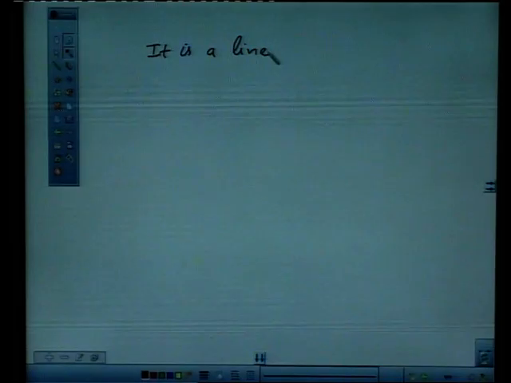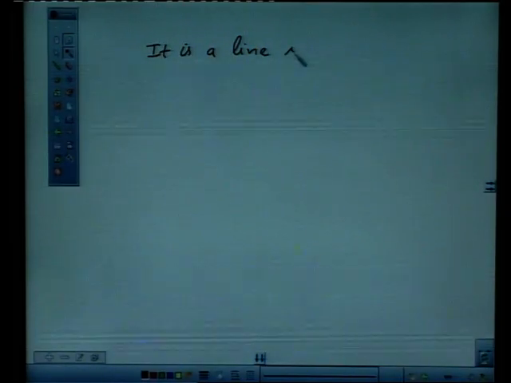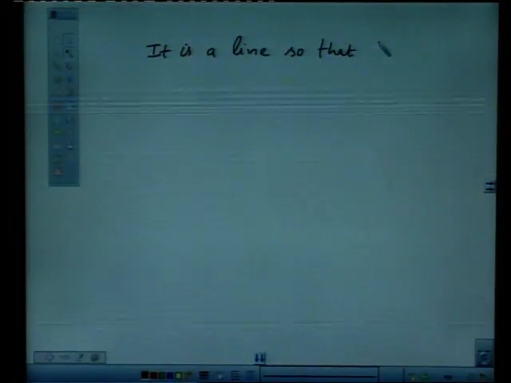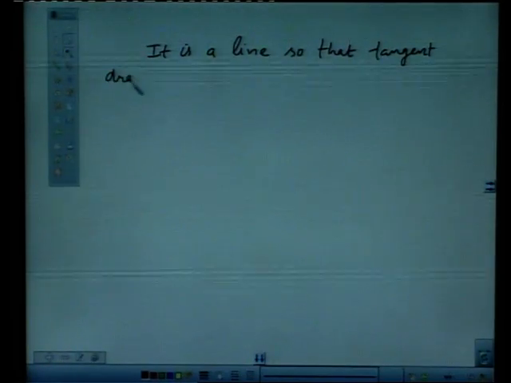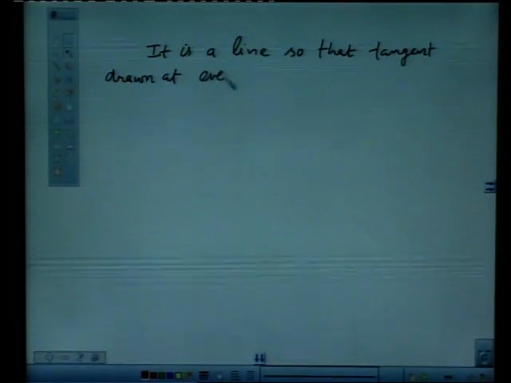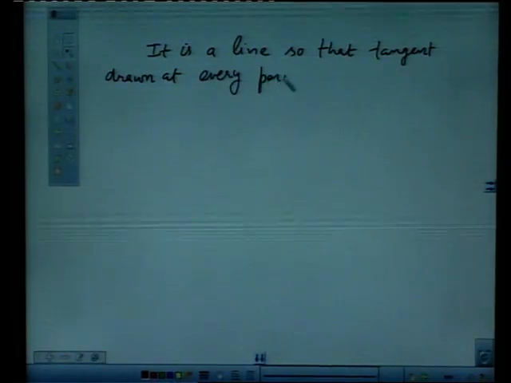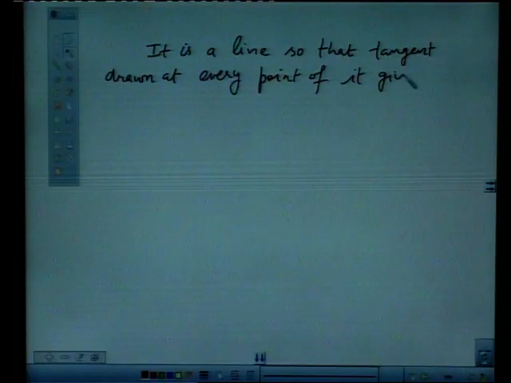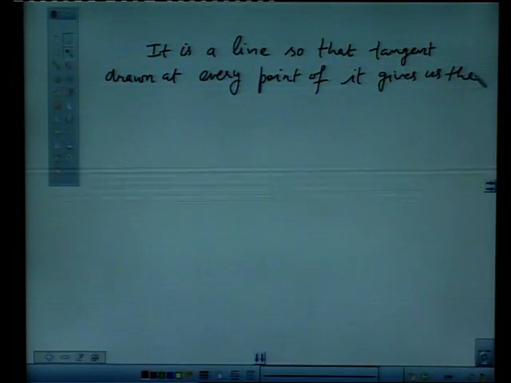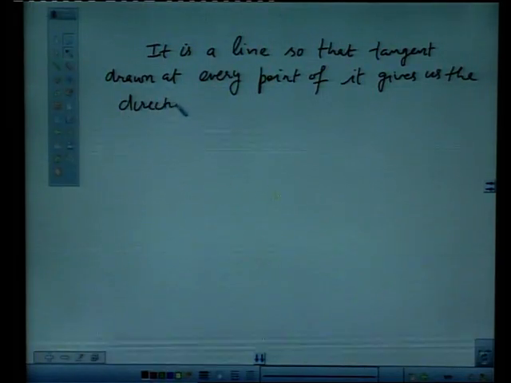Now we can say that it is a line so that the tangent drawn at every point of it gives us the direction of magnetic field.